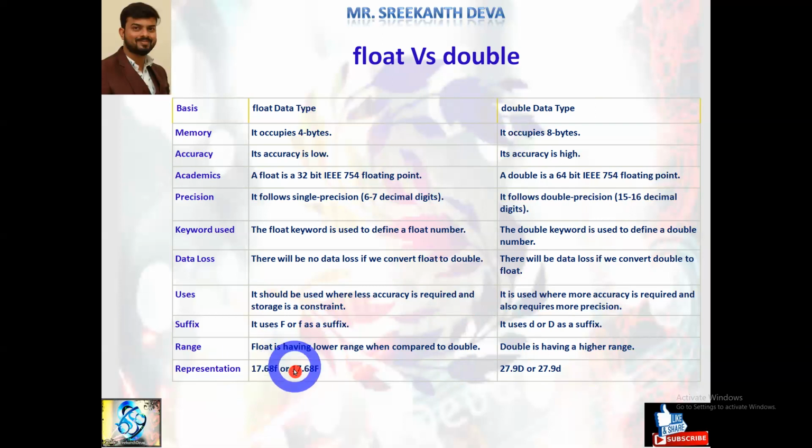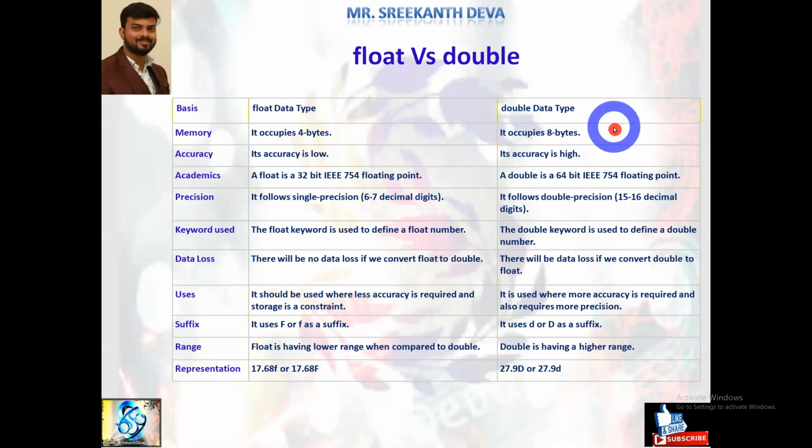Representation example: 17.68 small f. Here I am suffixing with small f. It represents the float type. 17.68 capital F also represents the float type. If you want to explicitly represent a value as a float type, then you can attach the suffix small f or capital F to the value.